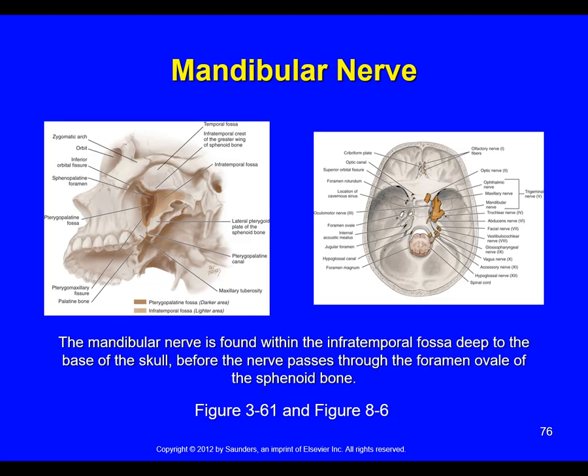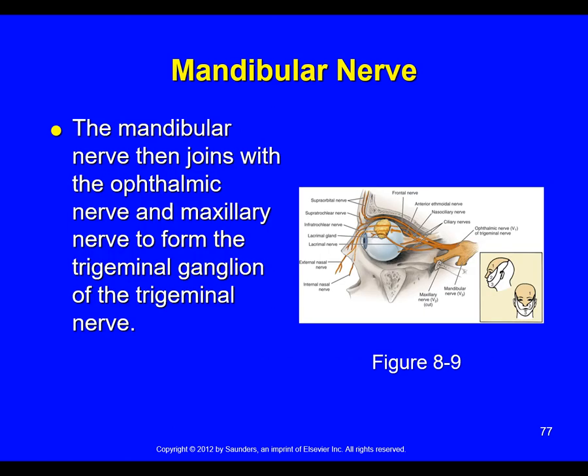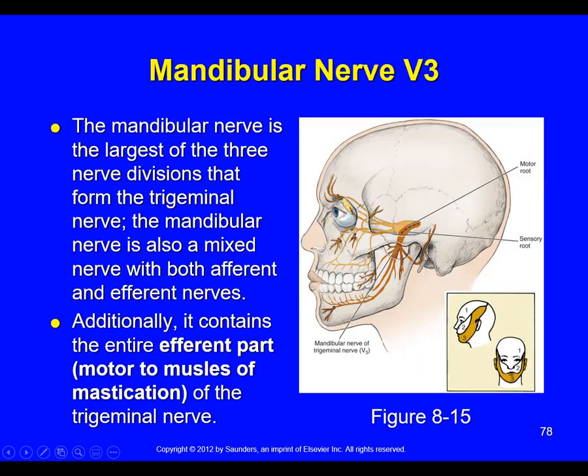This needs a big spot because it's got a motor branch and sensory branch. It's found within the infratemporal fossa, deep to the base of the skull, before the nerve passes through that foramen ovale of the sphenoid bone. The mandibular nerve joins with the ophthalmic and maxillary nerve to form the trigeminal ganglion of the trigeminal nerve. So we've got this ganglion, this big branch right here. And our V3 branch is going to cover that mandibular or lower part of the face.